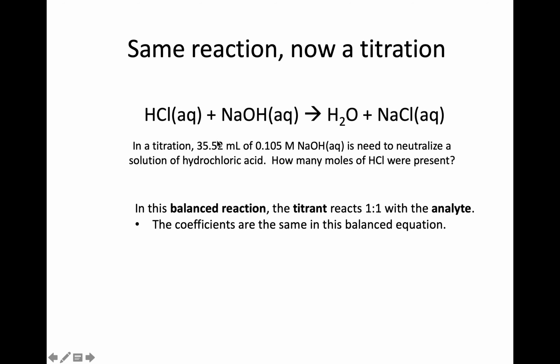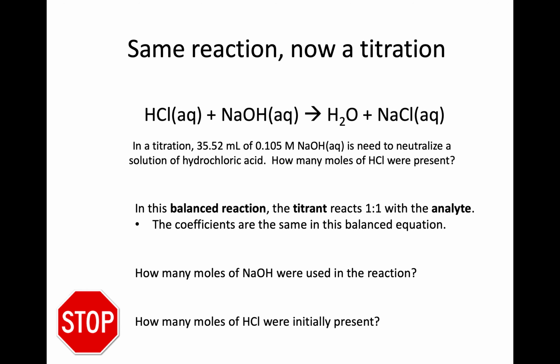We have all the information in terms of the volume and the concentration. That was being added to a solution of hydrochloric acid. That's what we were seeking to analyze. That was the analyte. In this balanced equation, they react 1-to-1. Those are what the coefficients are. I'm using the term in this balanced equation because that's not always the case, right? Until we balance it, we don't know what the coefficients are.